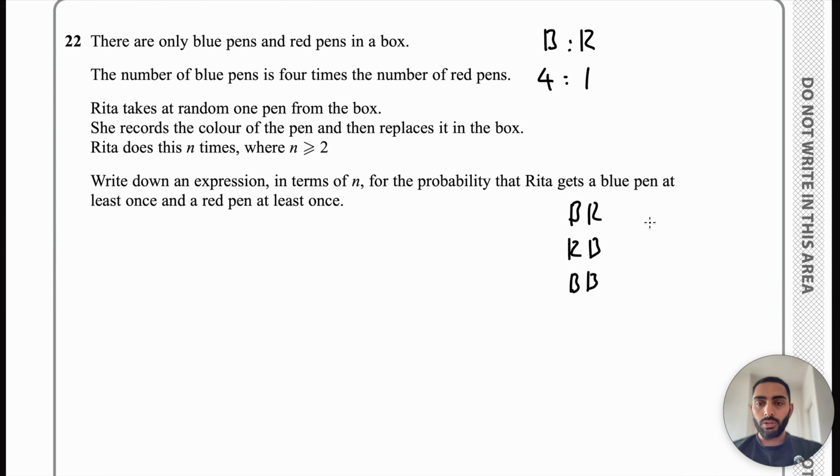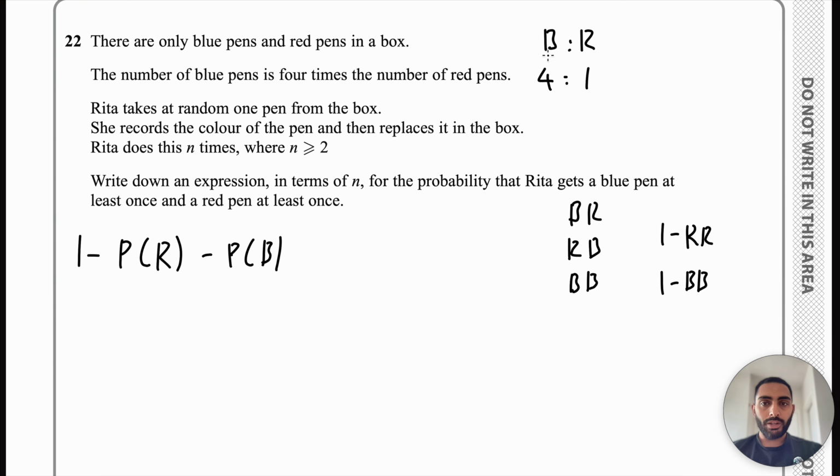But instead of working out all of these, you could just find red and do 1 minus that. And the same would apply to the red pen at least once. You could just do 1 minus blue. That's if it was 2 picks, but we don't know how many picks there are altogether. So we're going to have to use n for the amount of times that it's going to happen. We're doing 1 minus the probability of getting red n times minus the probability of getting blue n times. Let's just work out the probability of getting red and blue.